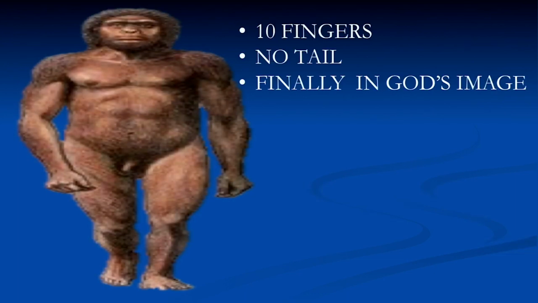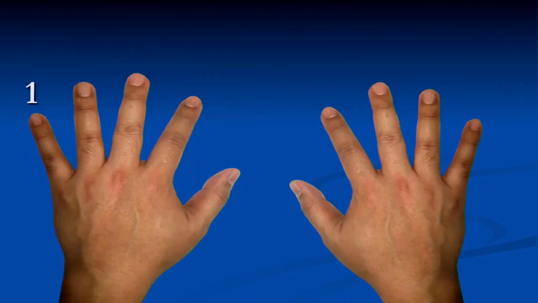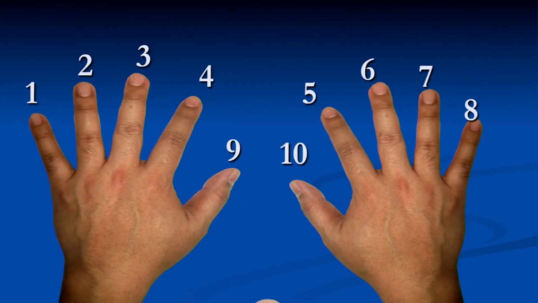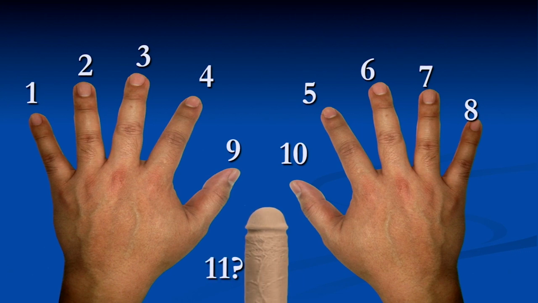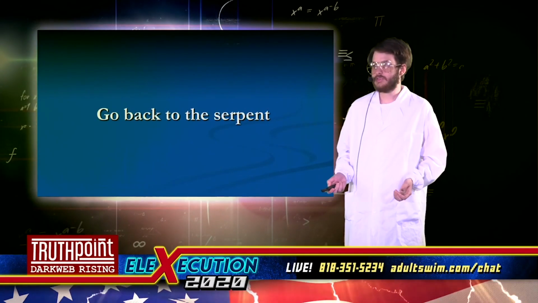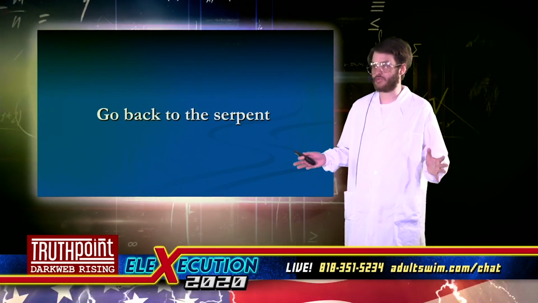Okay, 10 fingers, no tail, finally in God's image, and math has been unlocked, right? Let's look at our hands. 1, 2, 3, 4, 5, 6, 7, 8, 9, 10. There it is. Uh-oh. Oh, no. So now we have a new problem. Is this 11? Do you count the head, too? Is this 12? No. No. I don't think so. This is not going to work, right, guys?